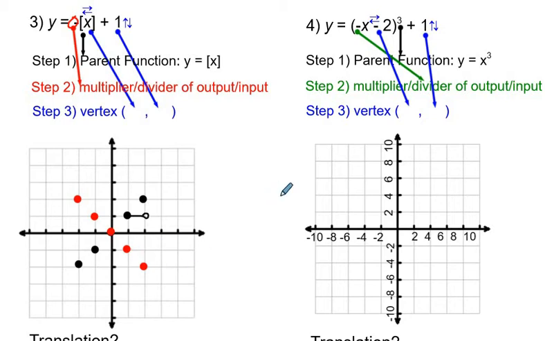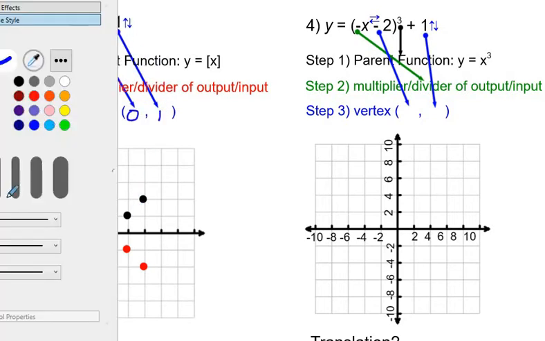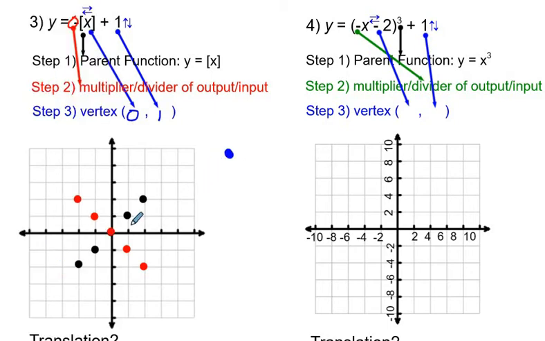Okay, so let's talk about what happens if I now look at my vertex. So my vertex, I have no h, so no movement right and left. That'll be 0. My k moved it up 1. So my actual vertex for this graph will be located at 0, 1. And I'm now going to draw, basically mimic that red graph with my blue graph. Okay, so now I'm going to draw my barbells going out from here. Okay, so that's what the graph will actually look like.